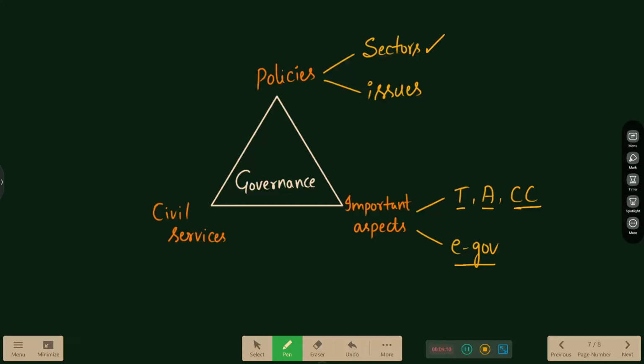If you want me to revise quickly, the syllabus of governance: first dimension is related to policy. The policies enacted for the development of various sectors you need to know, and what are the issues in design and implementation of these policies you need to know. Along with that, you also need to know the possible solution to overcome such issues and challenges. Then important aspects, that is components of governance you need to know, which you also study in your ethics: transparency, accountability, citizen charter, e-governance, its application, models, positives, negatives and possible solution. What is the role of civil services in the governance of the country you need to know.